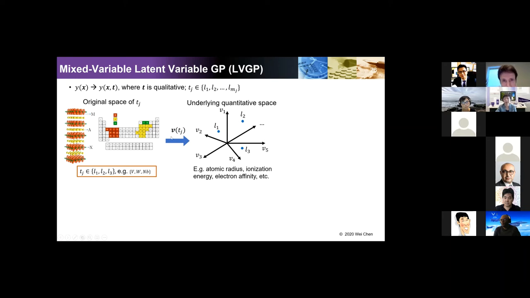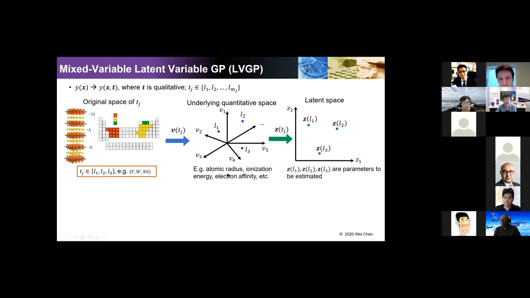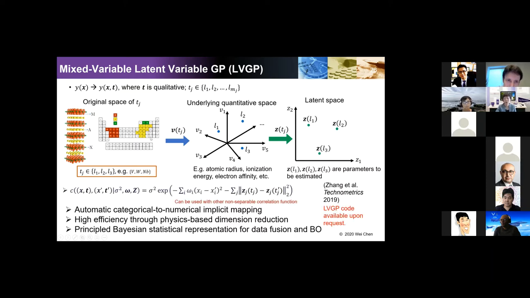We acknowledge that underneath all of these design concepts, different levels, there's actually a quantitative space, which is high dimensional. You can use descriptors like atomic radius, ionization energy and those things, right? But oftentimes we do not know this space. So our approach bypasses this step. Rather, we find the latent variable location that maps this qualitative variable into a quantitative space. The idea here is to revise the maximum likelihood function: in addition to the continuous part, we add a part that finds the location of the latent variable in the latent space.